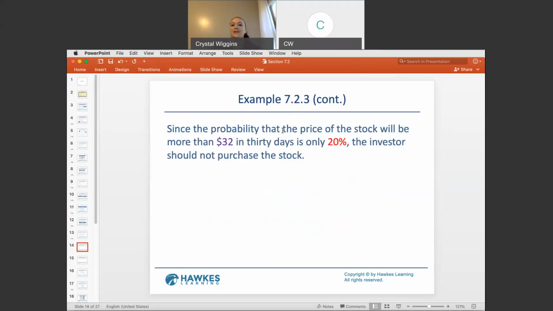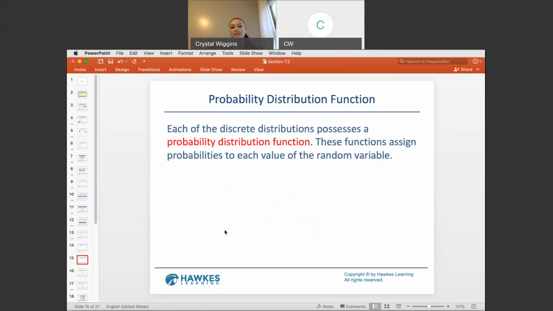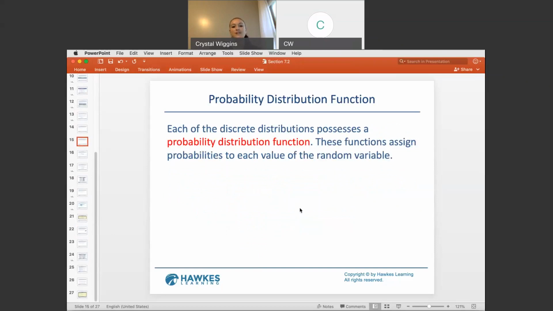But since the probability that the price of the stock will be more than $32 in 30 days is only 20%, it's unlikely the investor is going to purchase the stock. Each of the discrete distributions possess a probability distribution function. These functions assign probabilities to each value of the random variable.